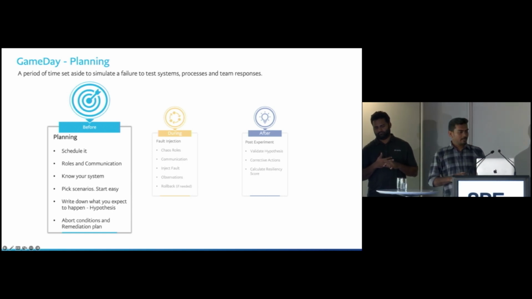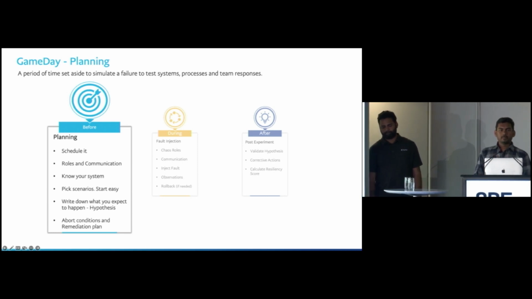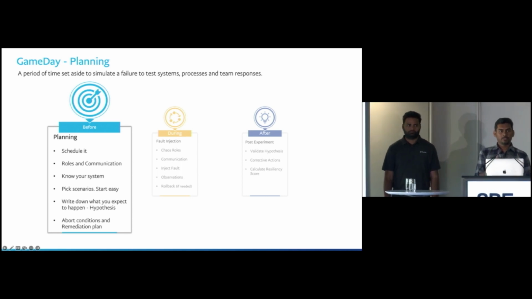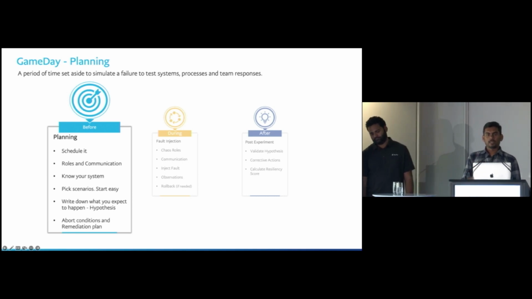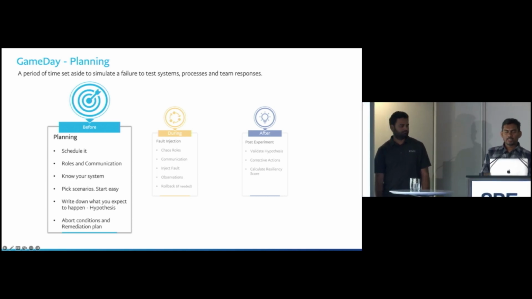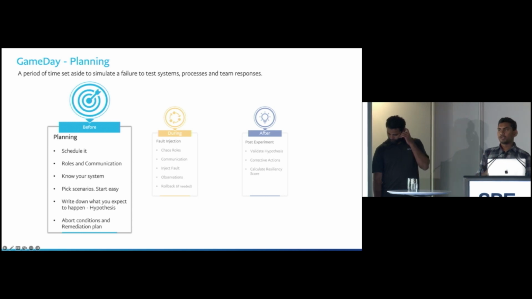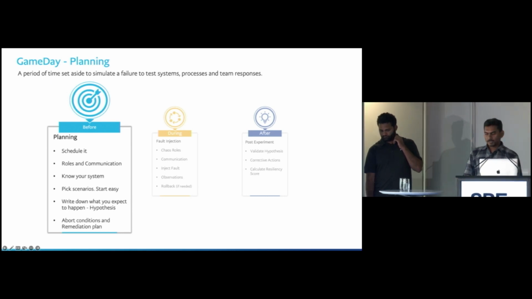Now, during planning, I think some of this we already discussed. So, schedule your game day well in advance, and make sure the roles and responsibilities during your game day are all properly set, and the relevant stakeholders are communicated about it. Communication is the key during a chaos experiment. Third, know your system, make sure all your observability, alerting, and all your system things are in place. And then the next one is pick scenarios and start easy, start with known, and then move on to unknown areas.